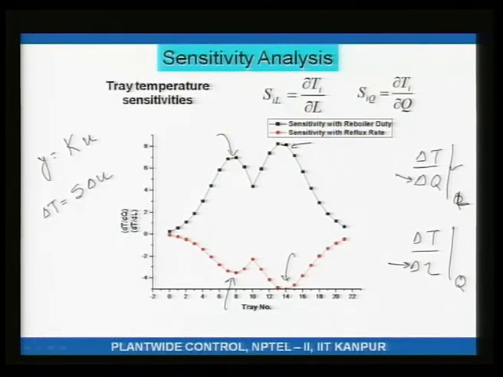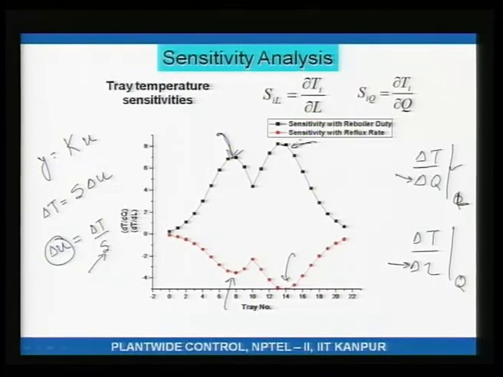Now, if this sensitivity is large, then what that means is delta U should be delta T over S, right? Larger the sensitivity, smaller the amount of control effort that I have to put to bring that deviating temperature back to set point, the better off I am. Maximizing the sensitivity in some sense minimizes the control effort that I have to put in order to bring that deviating temperature back to set point, right? So, therefore, you would like to control tray temperatures that are very sensitive, okay? And from that criteria, what you get is I may want to control this, this, this, or this, okay?